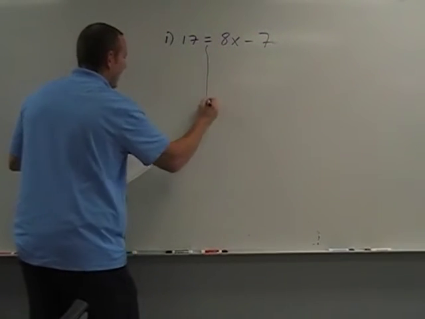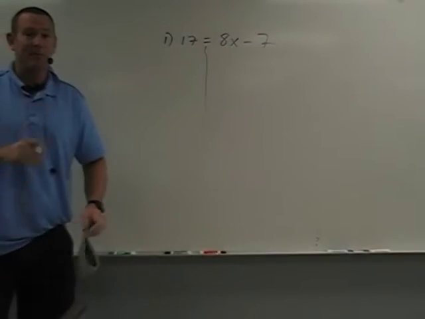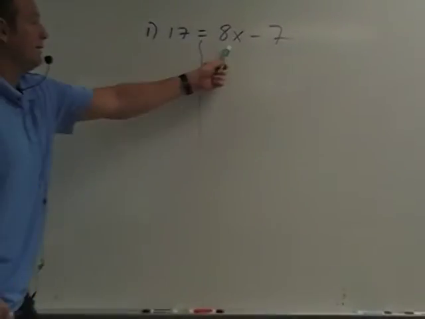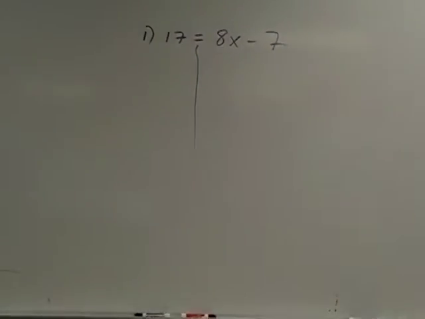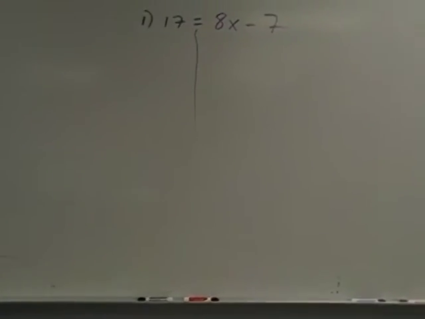Go ahead and get a line going down here, right? Some people call that the wall. Some people just call it a line. We want to get this x by itself. I know it's an easy problem. It's going to get harder, right?